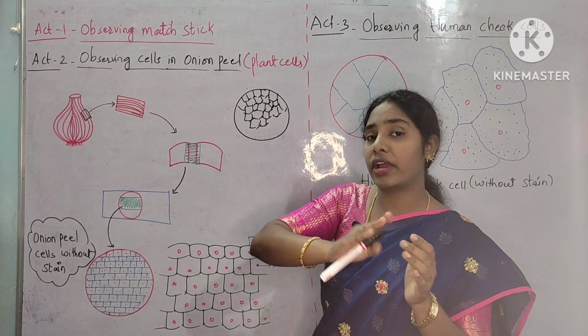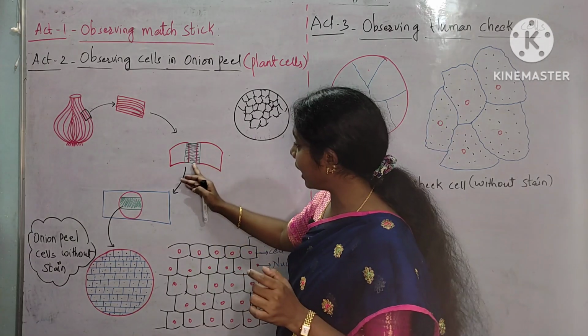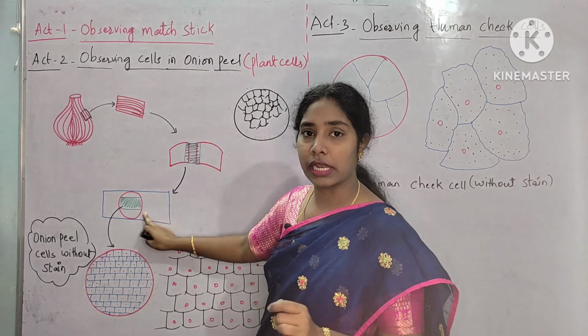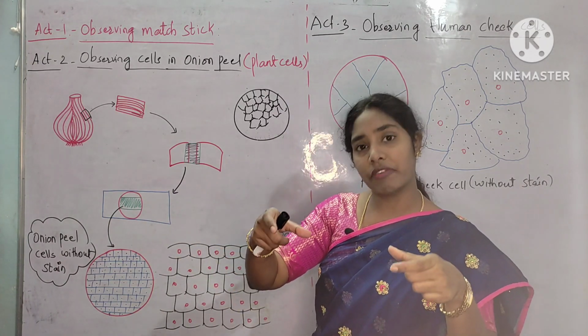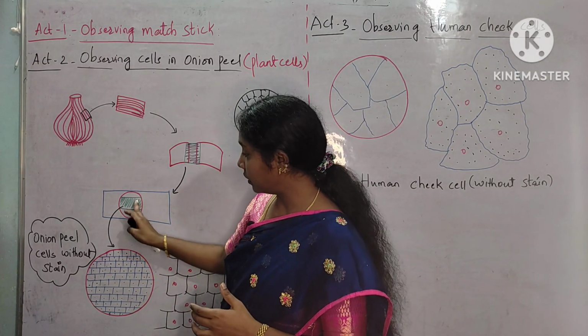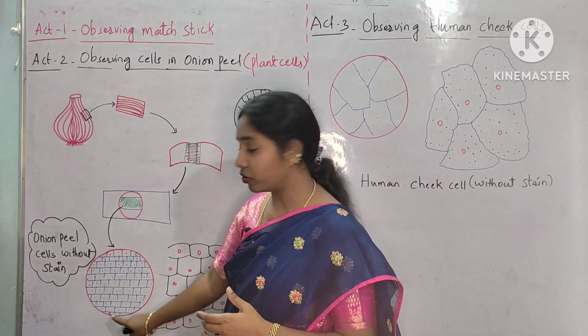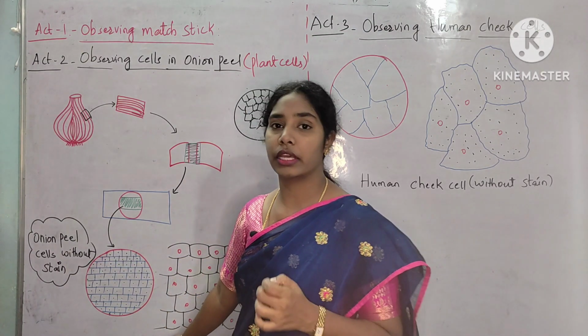In the middle you will find some thin, delicate, transparent membrane. You take that membrane and put it on the slide using a drop of water, and then cover that with a cover slip. Next, if you observe this thin membrane under a microscope, you will see a very fine structure like this. Clearly you can observe.